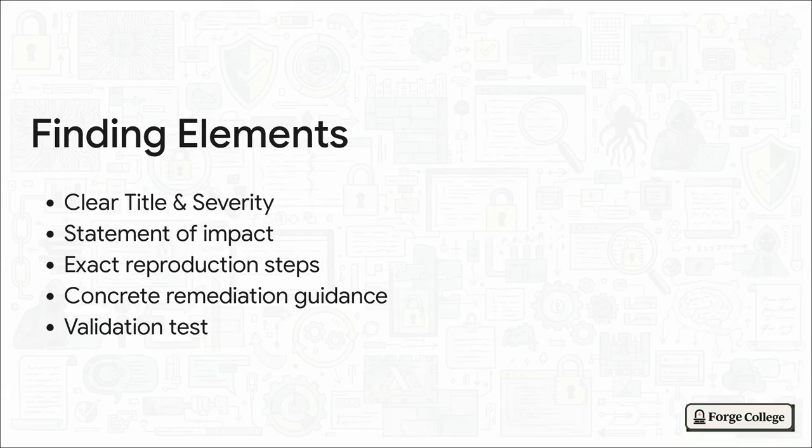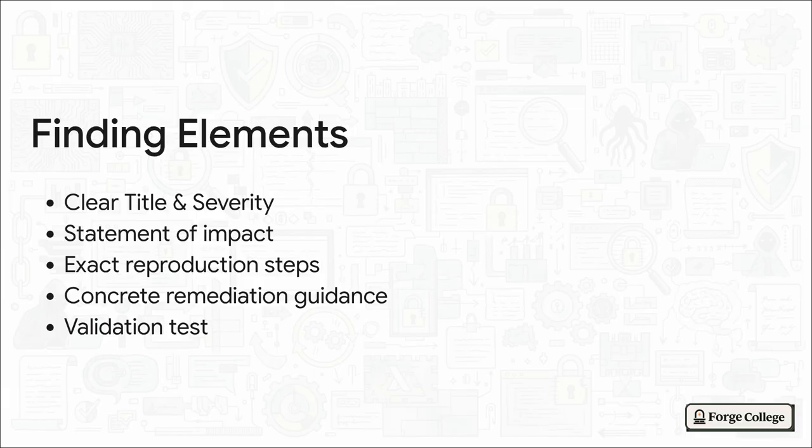2. A plain English statement of the impact. What is actually at risk here? 3. Exact reproduction steps. I mean a literal step-by-step guide to triggering the bug. 4. Concrete remediation guidance. Tell them exactly how to fix it. And 5. Crucially, a validation test.